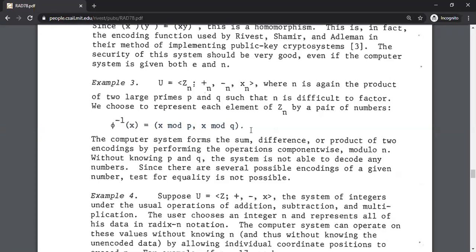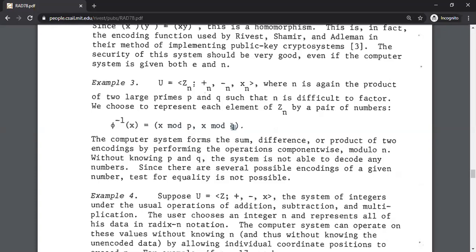So P and Q are two prime numbers that are multiplied together to form the number n. The security assumption here is that given n, it is difficult to find P and Q. As a matter of fact, in this case, the cloud computer doesn't even necessarily know n, right? You're only uploading x mod P, x mod Q.